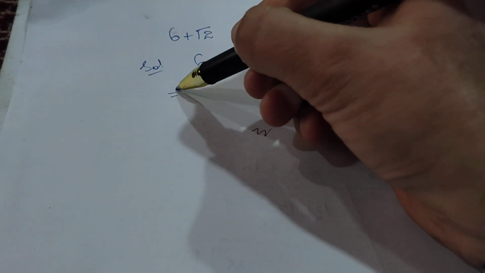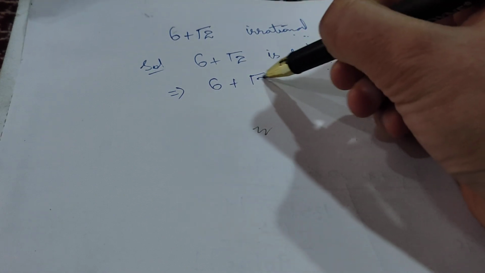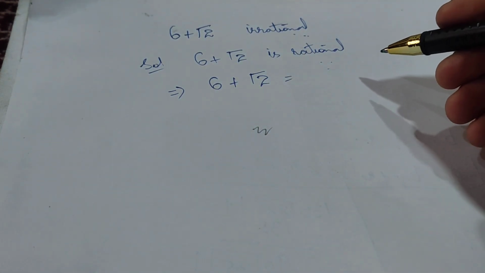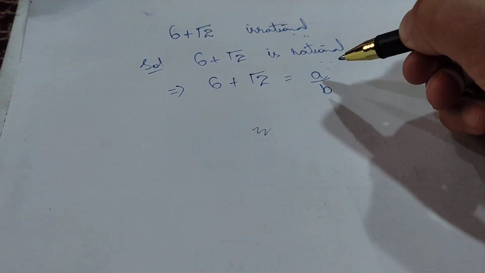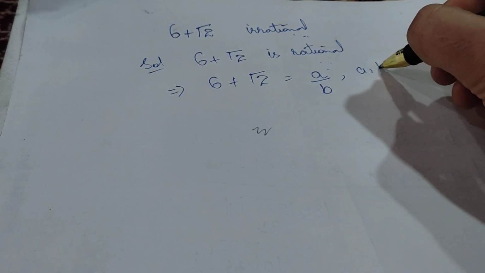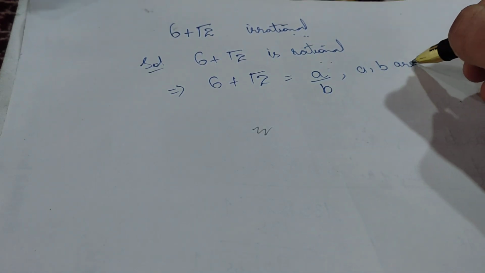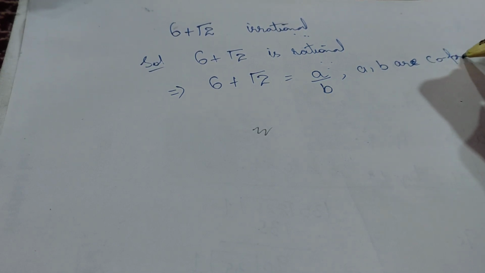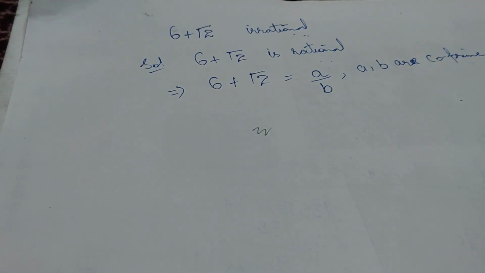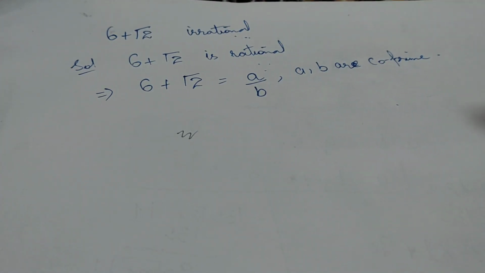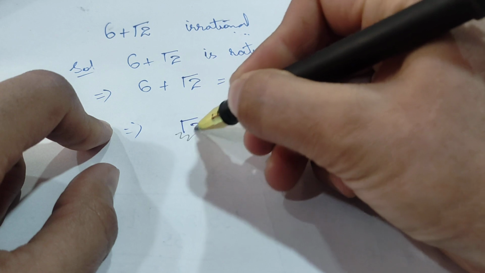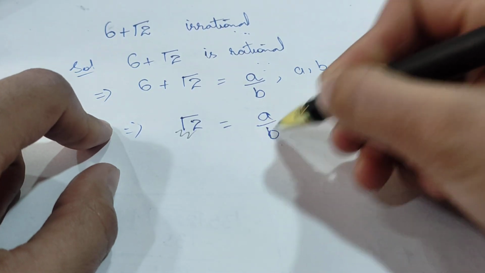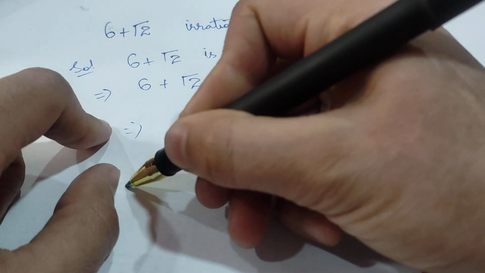Which implies 6 plus under root 2 can be written in the form of rational numbers, in the form of p by q. We can say a by b, where a and b are co-primes. Hope you know the term co-primes: they have no common factor between them. Now after this, we'll be taking the 6 out from this under root 2. So what we'll have over here is under root 2 is equal to a by b minus 6.